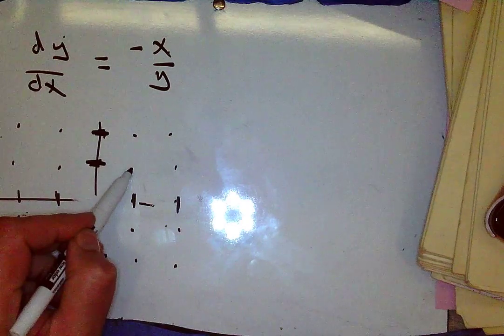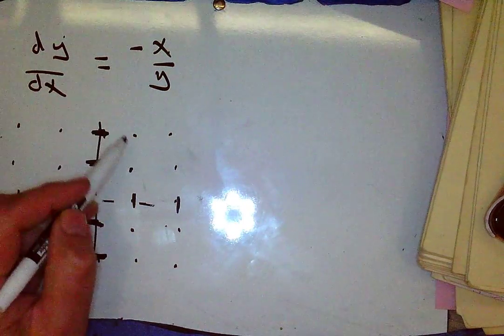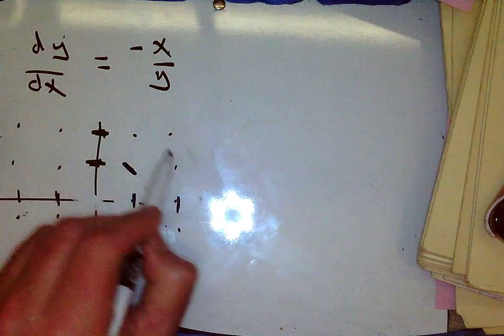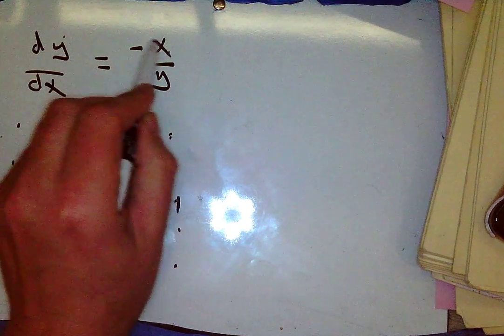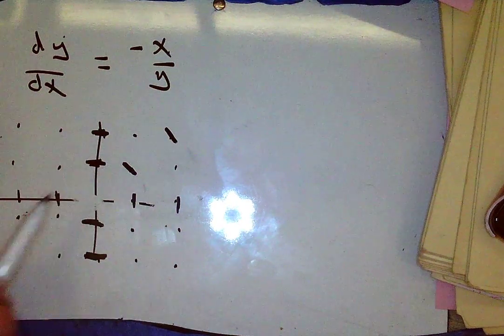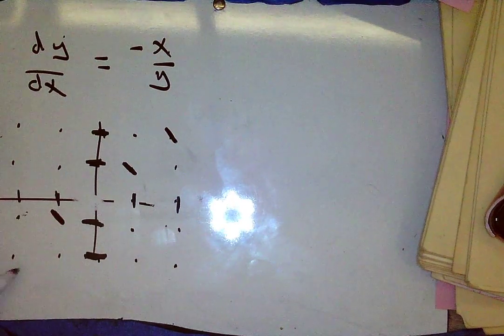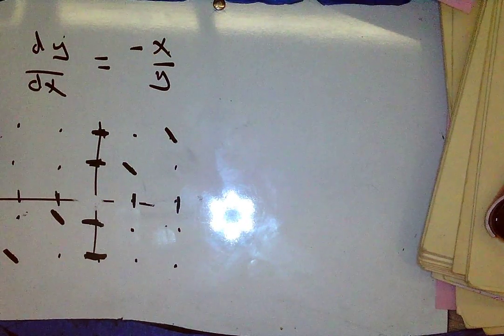What about at 1, 1? 1 over 1, I get a negative 1 slope. In fact, if I come over here to 2, 2, negative 2 over positive 2, that's still a negative 1 slope. In fact, I have that everywhere along this diagonal.